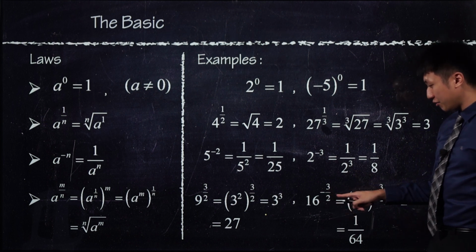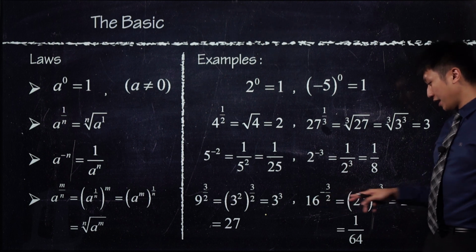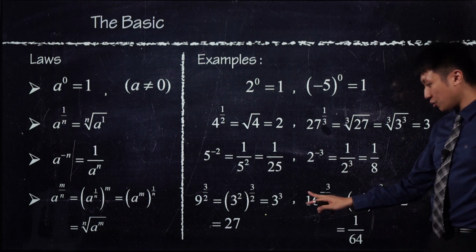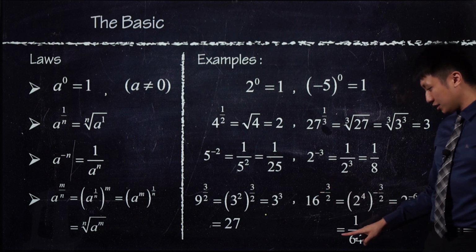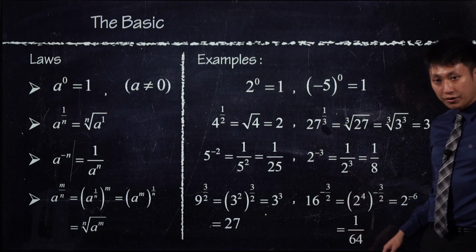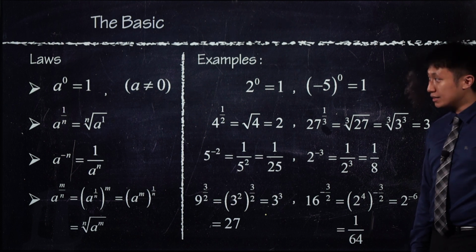Next, 16 to the power negative 3 over 2. 16 is 4 square. You can write it as 2 to the power 4, or you can write 4 square, and the 2 and 2 cancel off. So you have 4 to the power negative 3, which is 1 over 64. Okay, same way. Okay, done? Let's move on.